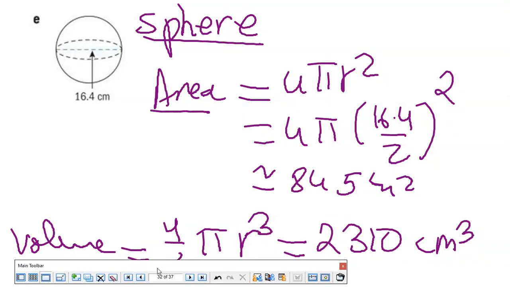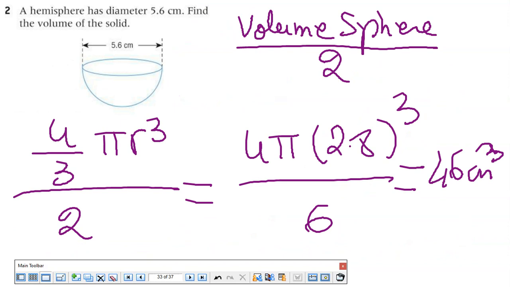Let's move to exercise 2. It's easy. Exercise 2 is a hemisphere, a half sphere, with a diameter of 5.6, and I need to find its volume. So the volume of this hemisphere is half of the volume of the sphere. So it's 4 over 3 pi r cubed over 2. So it's 4 pi 2.8 cubed, because it's half of it, over 6, because over 3 over 2 is going to be over 6. I replace and I will get the answer.